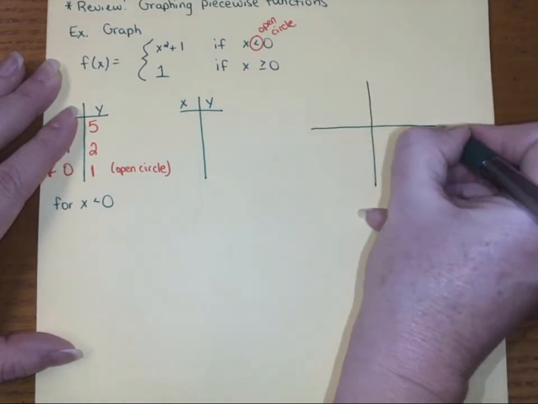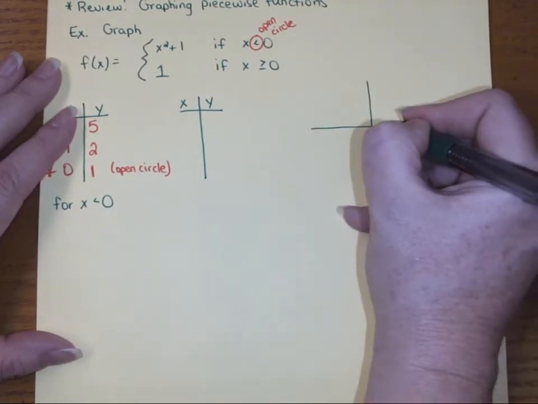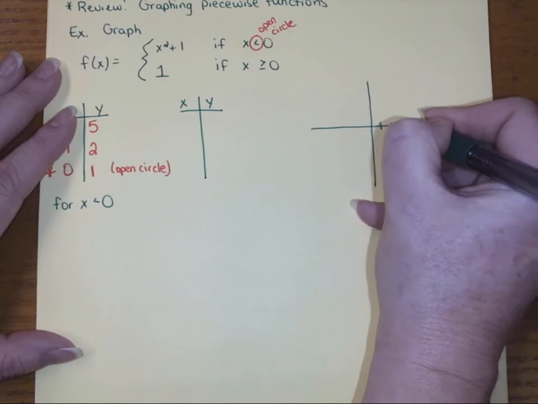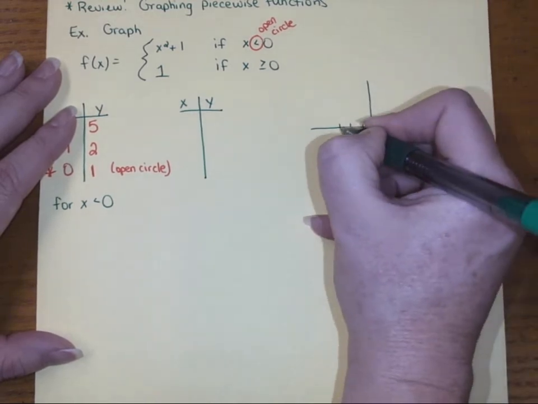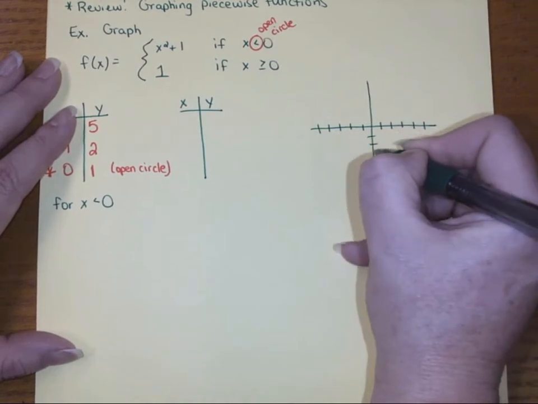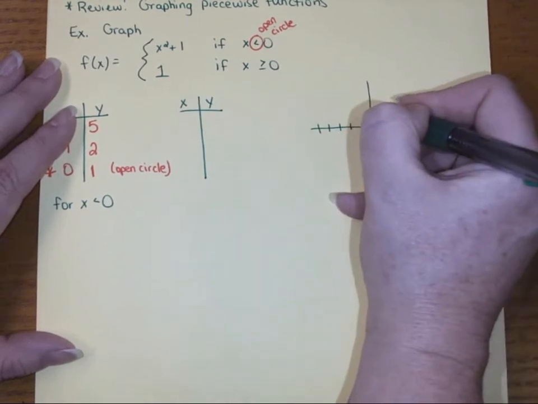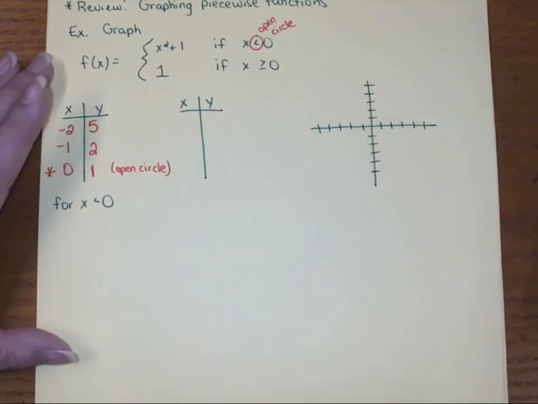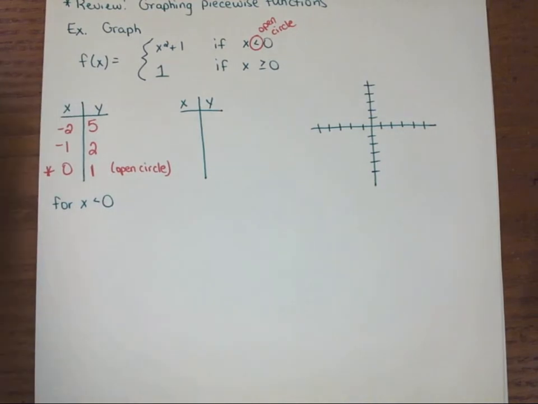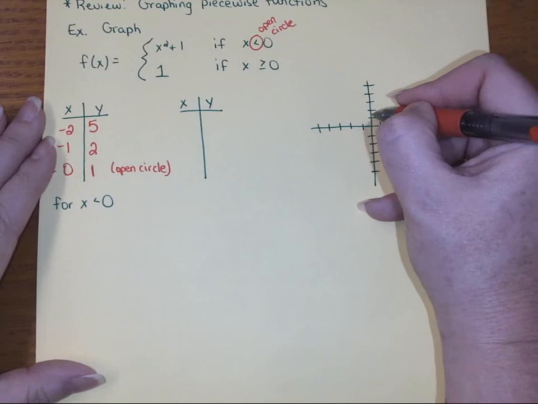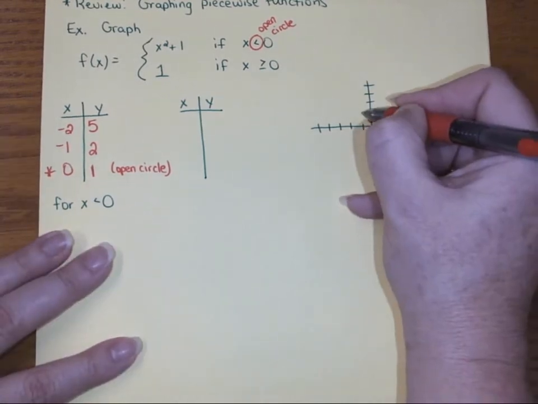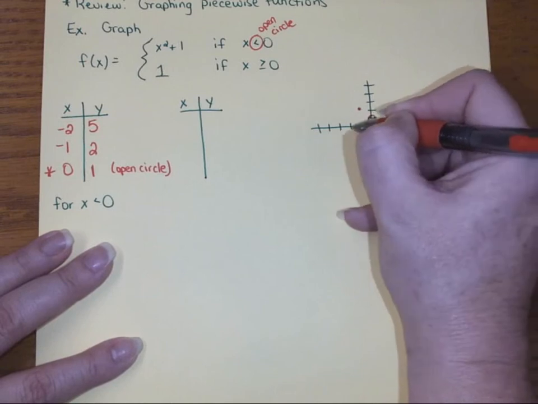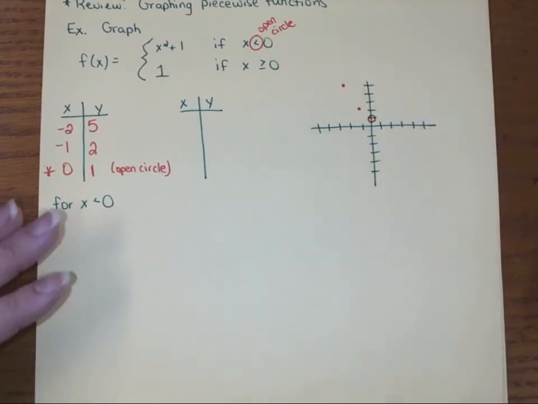So let's graph this piece first. I want you to go out maybe 5 in every direction. You don't really need graph paper here; we can just sketch it. So I want to plot these points. First of all, I'm going to show my open circle, kind of exaggerated. (0, 1) here is open. But (-1, 2) is just a normal point. (-2, 5) is just a normal point.